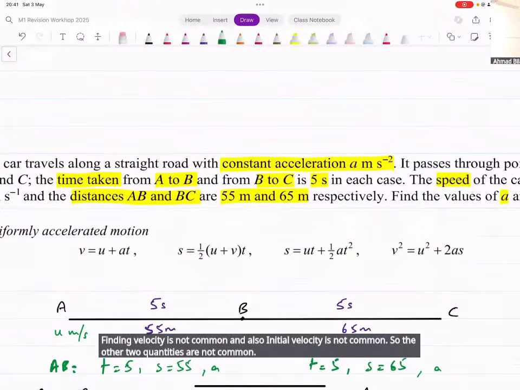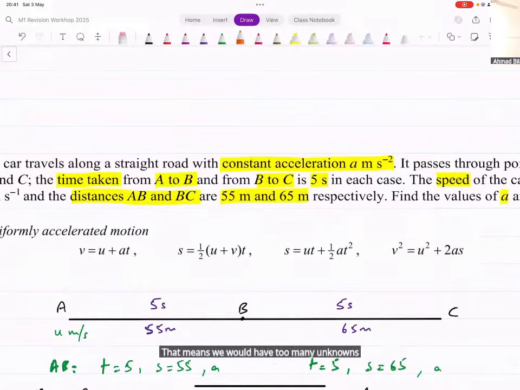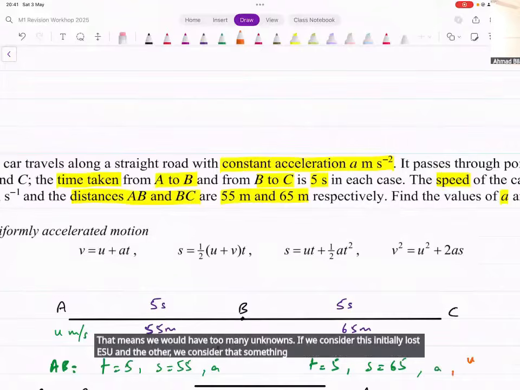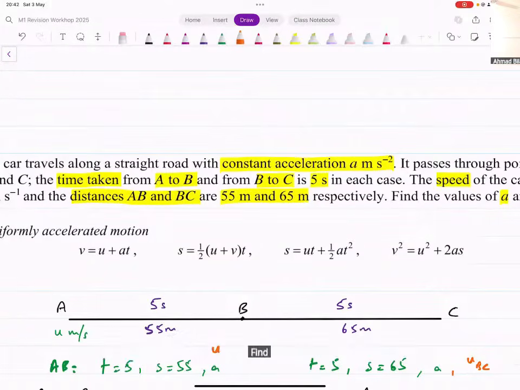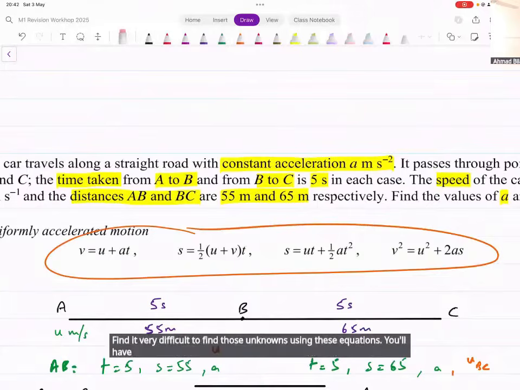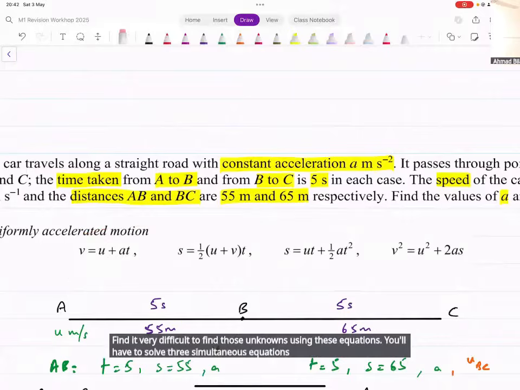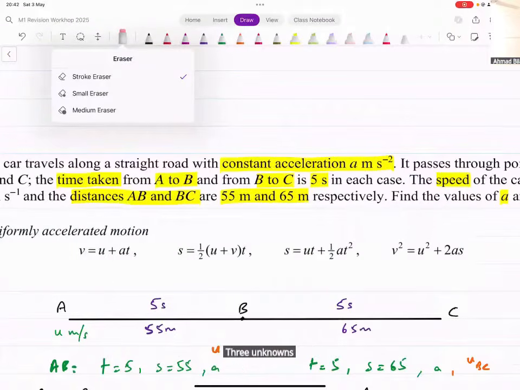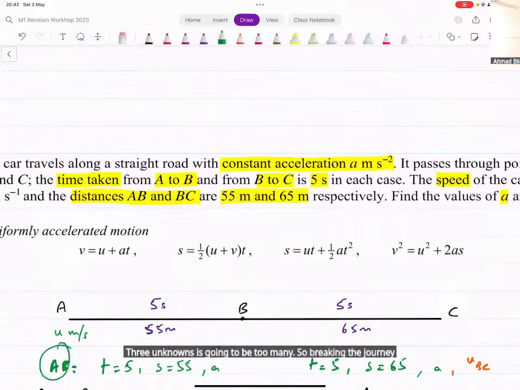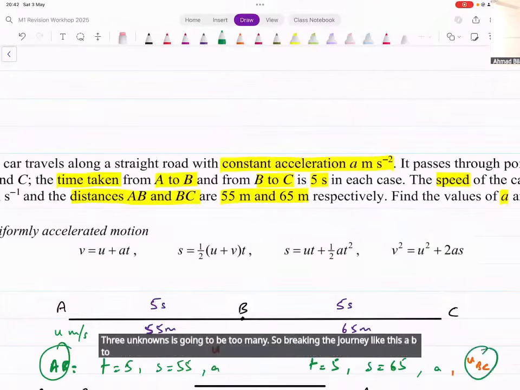That means we would have too many unknowns. If we consider this initial velocity as u and the other we consider as something else, that will be a different value, right? Let's call that w. We have three unknowns. That will be too many unknowns. You would find it very difficult to find those unknowns using these equations. You'll have to solve three simultaneous equations. That becomes too complicated. When you have different parts of the journey like this, we want to make sure that we only have two unknowns. Three unknowns is going to be too many. So breaking the journey like this, AB to BC, is not helpful here.